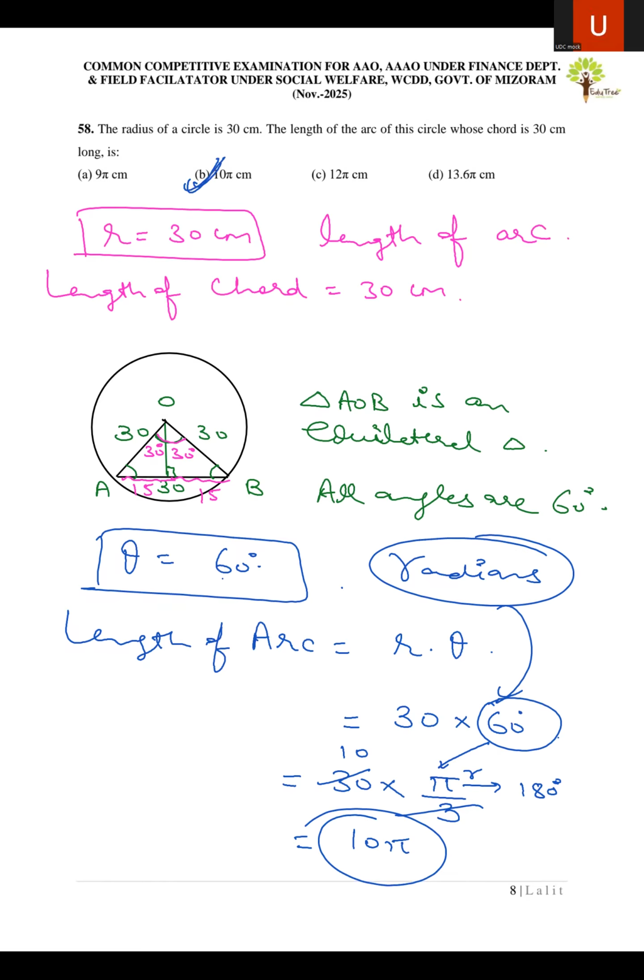So 10 pi will be the answer for this. There is nothing more in this one. We just found out that all angles are 60, because this is an equilateral triangle. That means theta is equal to 60. Once you get the angle, the formula is simple: r theta, r is 30, theta is 60. 60 can be written as pi by 3. So 30 multiplied by pi by 3 equals 10 pi. This will be the answer. Let us see the next question.